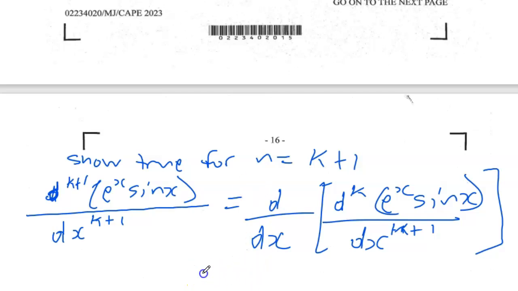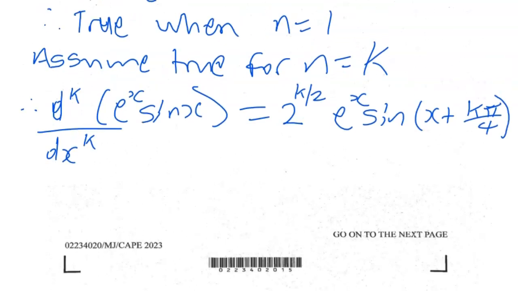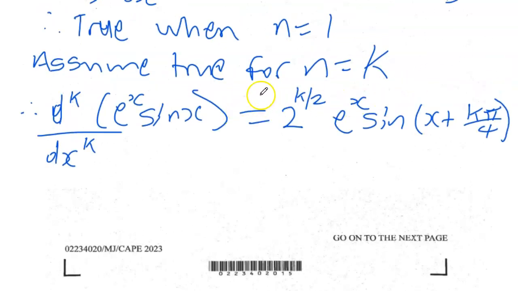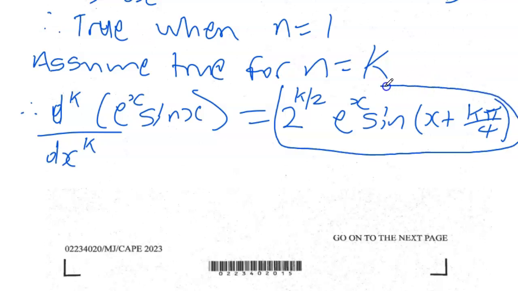Now, if you recall, we actually know the kth derivative. The kth derivative was in the second step. Let's go back to the second step. Here's the kth derivative. So this is what we need to differentiate. Since this is the kth derivative, to get the k plus 1 derivative, we'll differentiate this.